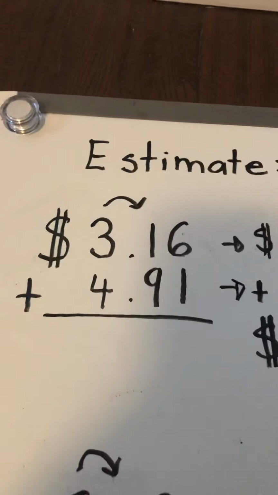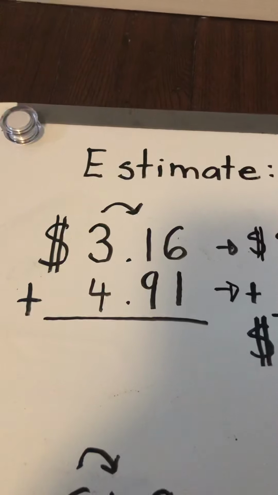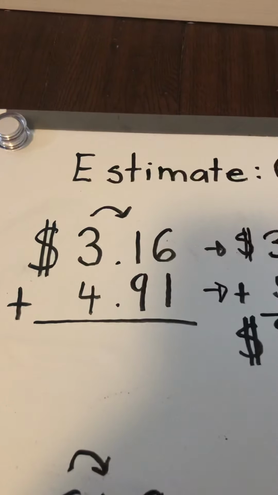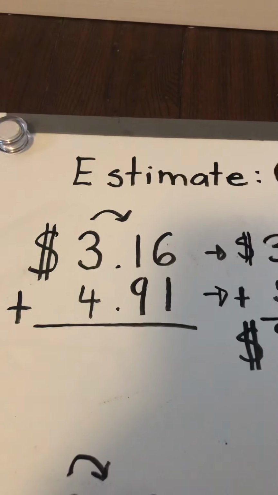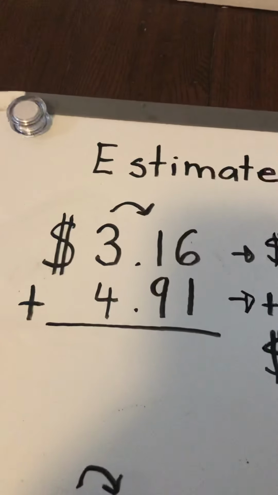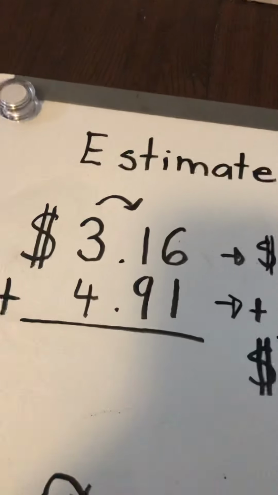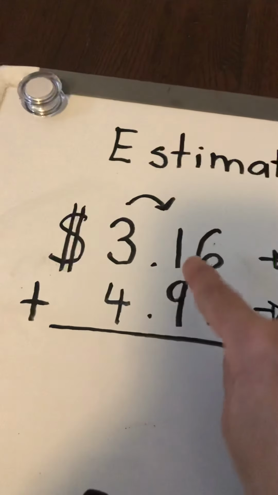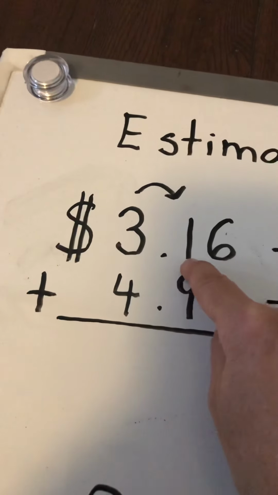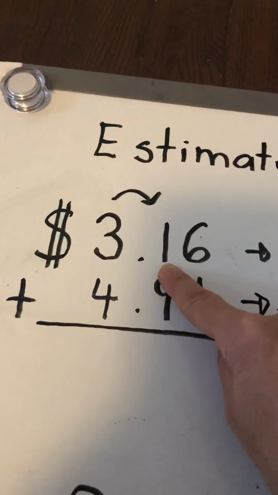So here's our first equation. It's dollars. So it's $3.16 plus $4.91. Don't worry about the fact that it's dollars right now. I just want you to focus on the fact that these are the units, these are the tens, and these are the hundreds. So if you're estimating a number that has hundreds, I want you to estimate to the nearest hundred. So units, tens, hundreds, put your dot on top of your hundreds. It's your tens that help you decide. The rule, 5 or bigger than 5, you round up. Less than 5, you round down.